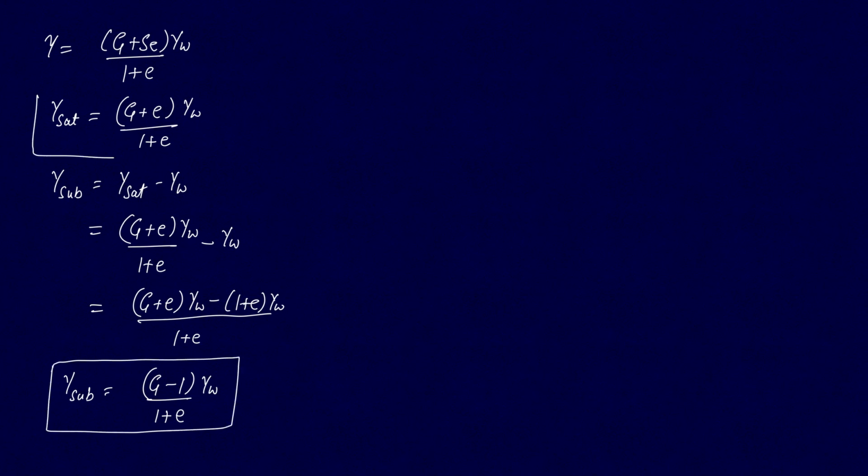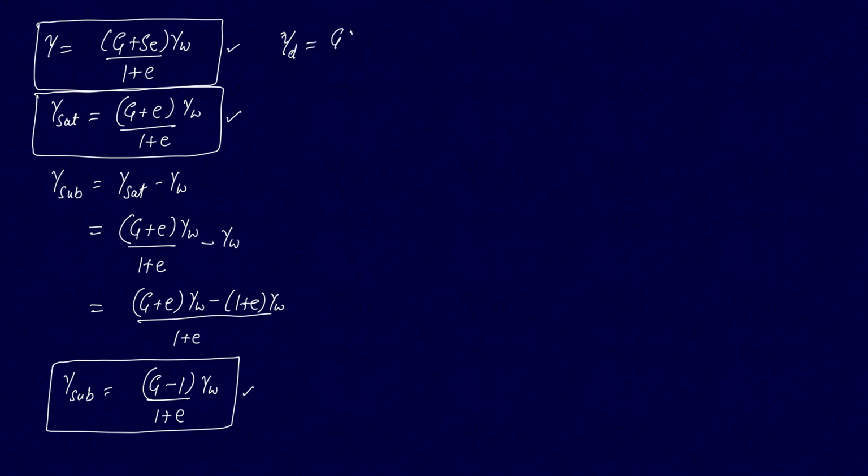So now see, here we have actually calculated the formulas, that is one for gamma, another for the gamma saturated, another one for the gamma submerged, and yes, we also derived the formula for gamma D, that is equals to G gamma W upon 1 plus E. So these are total 4 formulae that are derived only from a single formula.